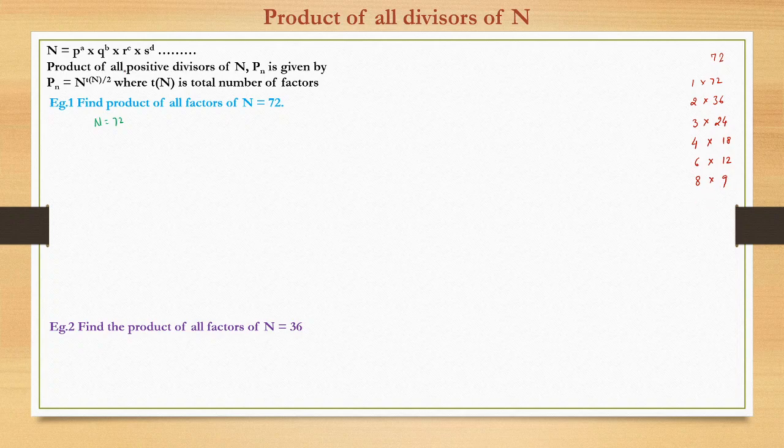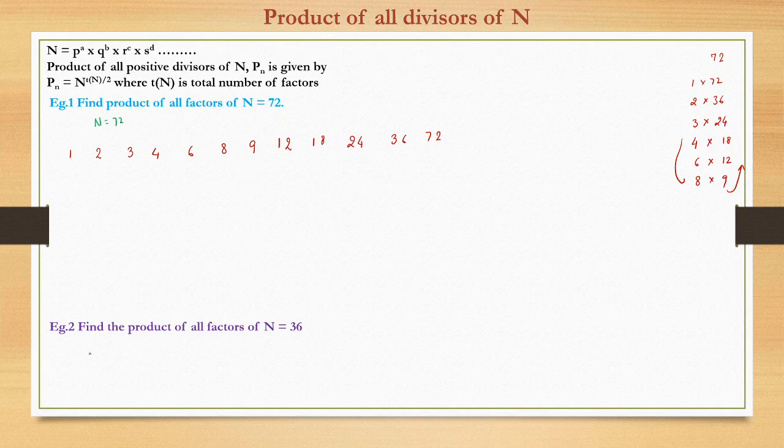So what are the factors? If we write, the factors would be 1, 2, 3, 4, 6, 8, then from here 9, 12, 18, 24, 36, 72. And these are the factors, right?